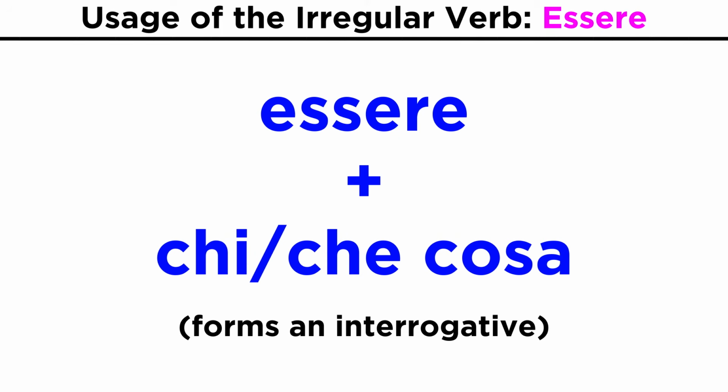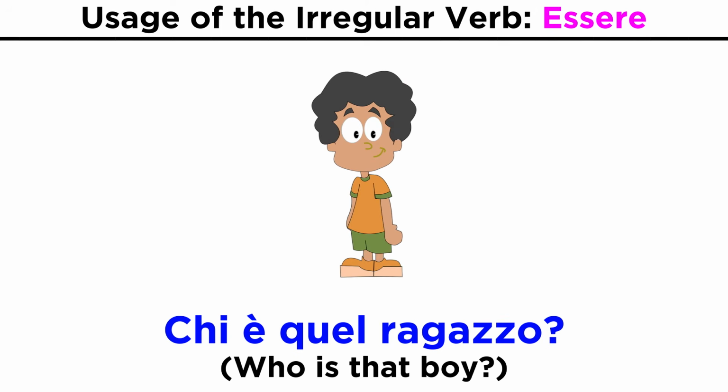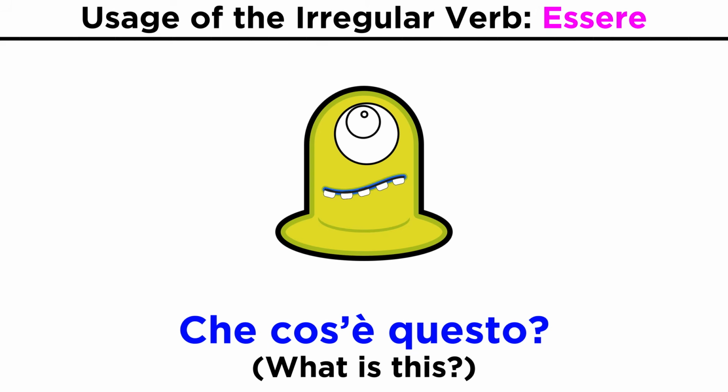We can use essere with chi or che cosa when forming interrogatives. Chi è quel ragazzo? Che cos'è questo?